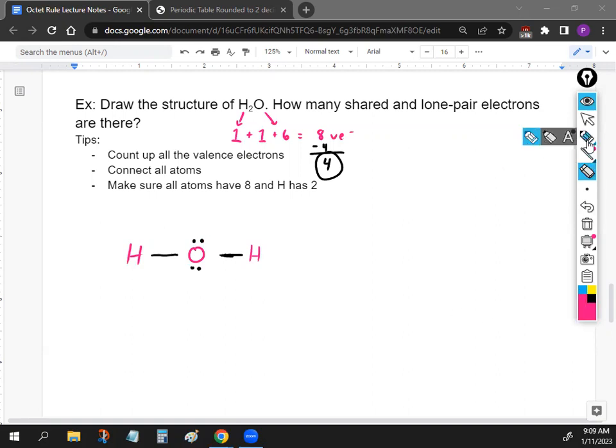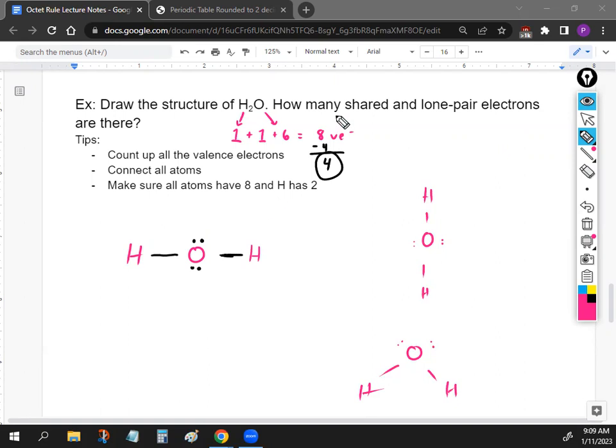Okay. And again, if you oriented the molecule differently, that's totally fine. If you got this, that's fine as well. If you got this, that's also fine. As long as both hydrogens are connected to the oxygen and oxygen has these 4 dots around it.